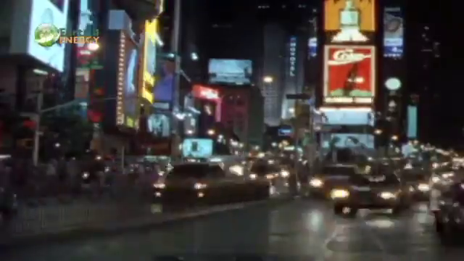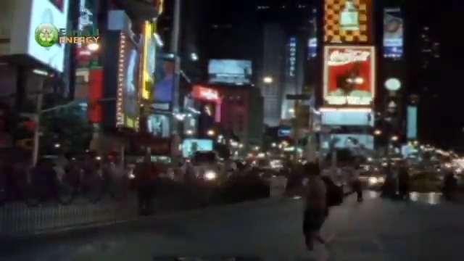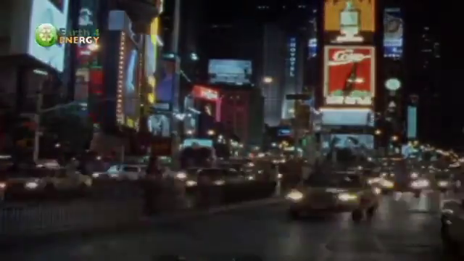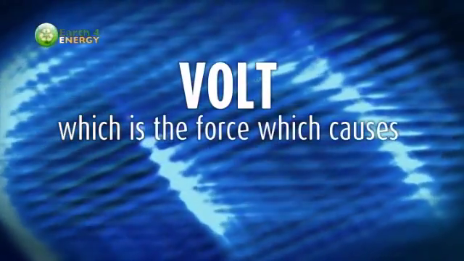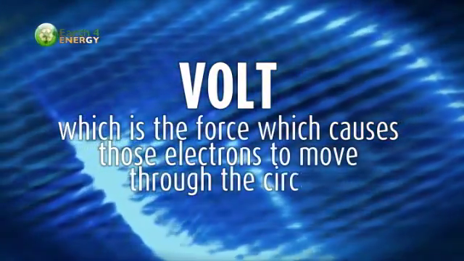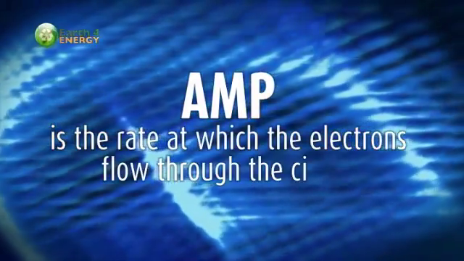We're going to start this introduction to Earth4Energy with some terminology and definitions. This will help you understand the parts of your system when you build it. The first is electricity, which is nothing more than the flow of electrons in an electrical circuit. Then we have the volt, which is the force which causes those electrons to move through the circuit. Amp is the rate at which the electrons flow through the circuit.